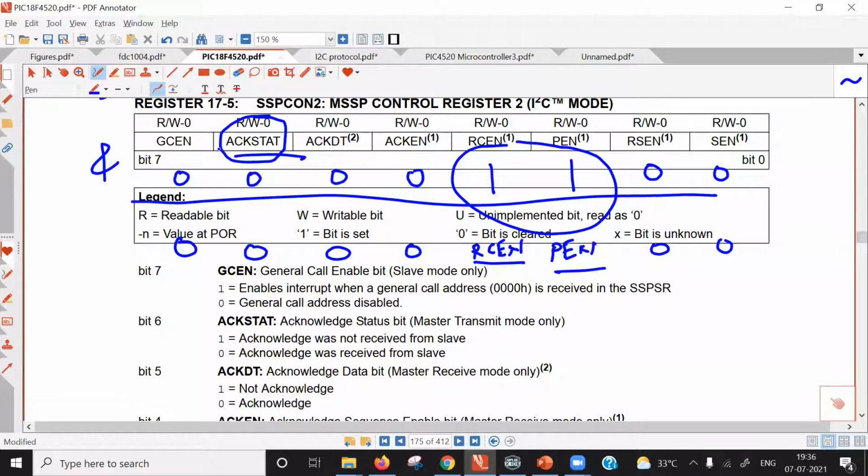But in my code, I am not checking it because I am getting data from the slave device properly. Yes, it is possible to check in the program. So we are not checking the ACK status bit as I am getting data, but we can check in the code.